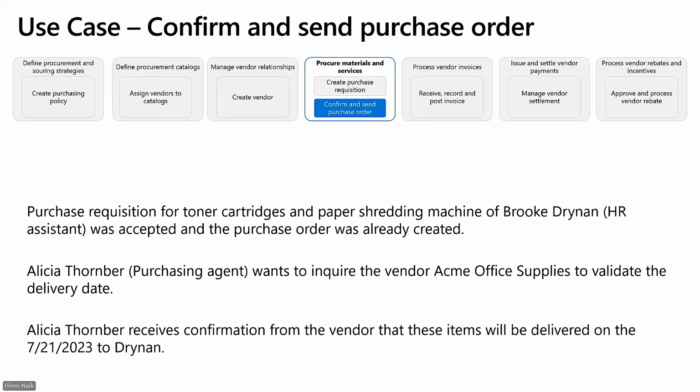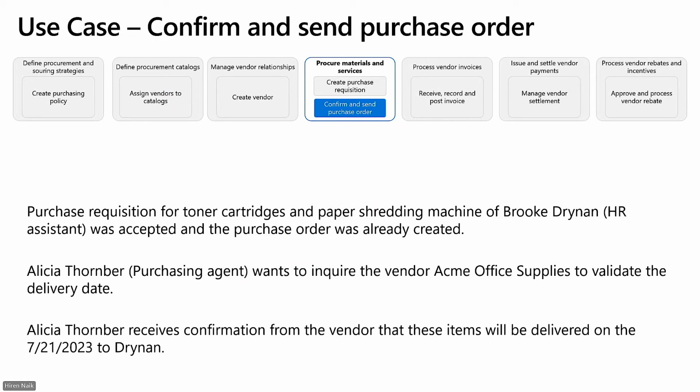The purchase requisition for toner cartridge and paper shredding machine of Brooklyn was accepted, and the purchase order was already created. So Alicia Sandburn, purchasing agent, wants to inquire with the vendor Acme about his supplies to validate the delivery date. Alicia Sandburn received confirmation from the vendor that these items will be delivered on the 21st of July 2023 to Brooklyn.